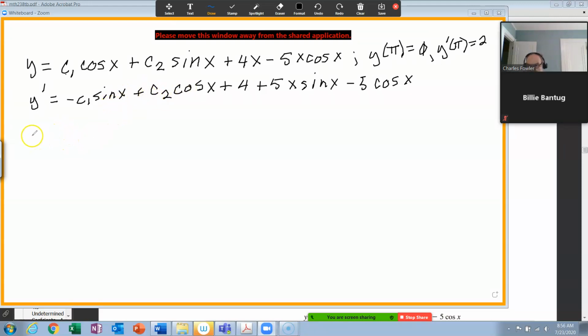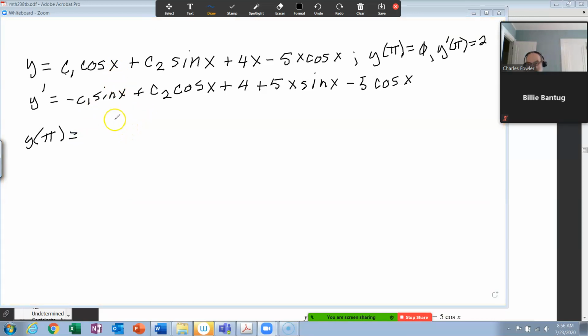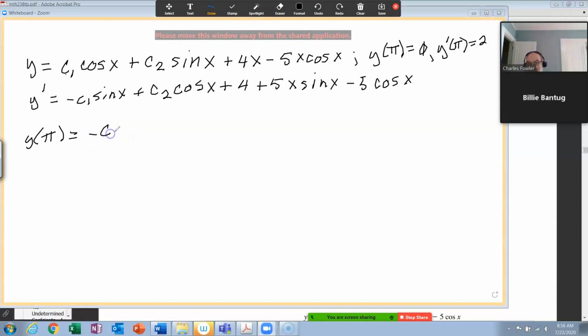Okay, so y at pi, nice and rhymey, isn't it, is equal to, plug in pi for x. What's the cosine of pi? Negative 1. Good.